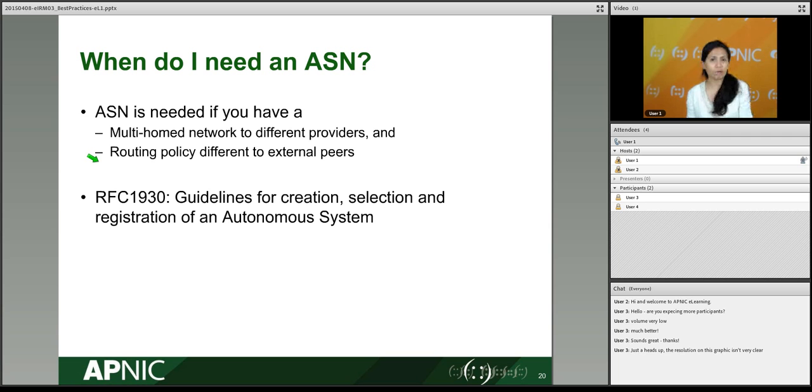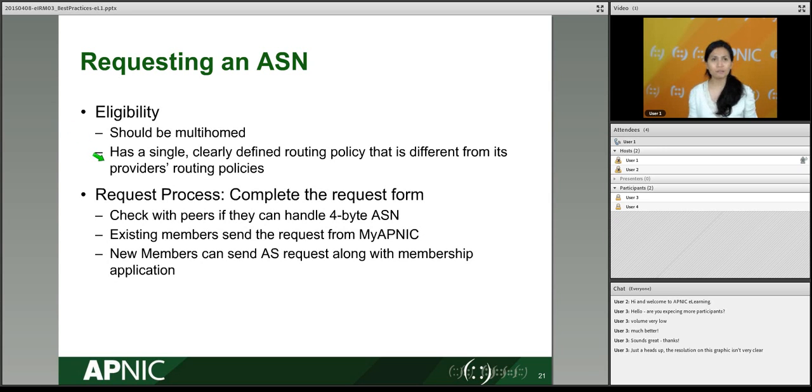Now, when you're requesting an ASN, as I've already said earlier, you should be multi-homed and you should have a single, clearly defined policy different from your upstream's routing policies. So those are the eligibility rules. That only means to show that you have your own multi-homing network, right? We've already discussed that in the previous slide. Now, how do you go about the request process? Two things that you need here: of course, you have to be able to identify the peers that you will be peering with. This is BGP. If you're not sure how that works, please attend another session about AS numbers where we discuss this in more detail.